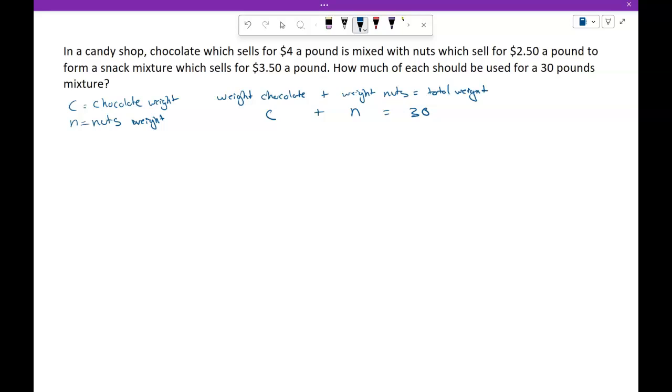And so they want to make sure that it costs a certain amount for the total weight. The chocolate sells for $4 a pound. So just like with the percentages, we're going to be multiplying chocolate by the number of pounds and by the cost per pound, and as well with the nuts, $2.50 per pound, and that has to equal a cost of $3.50 per pound of the total mixture, which in this case is 30.